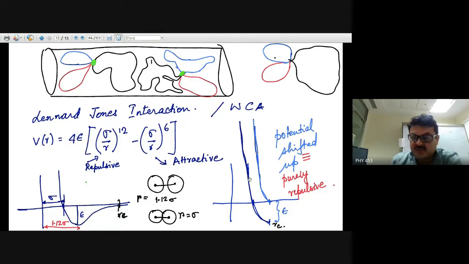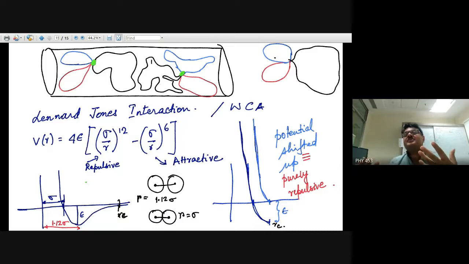So suppose this was your Lennard-Jones potential. You cut off the potential, because if you don't shift it, note that there is a discontinuity in the potential. That is not something which you want. And of course, in MD, you will also try to remove the discontinuity in the force, but we'll leave that. So you cut the potential off and shift it up. In that case, you have only a purely repulsive potential if the distance between two monomers becomes less than 1.12 sigma. If the distance between two monomers becomes something like this, then it will feel a repulsive potential.